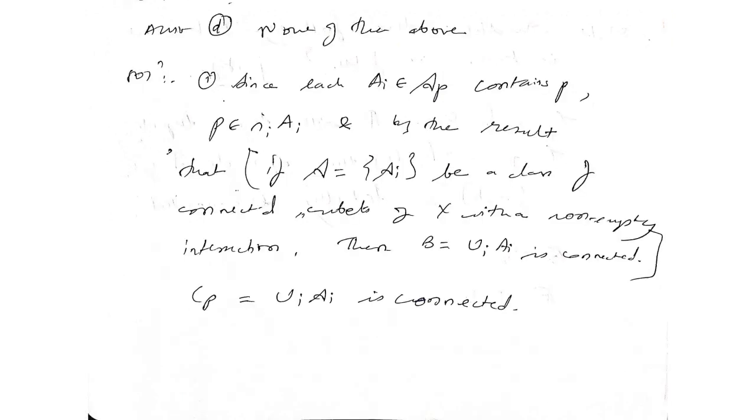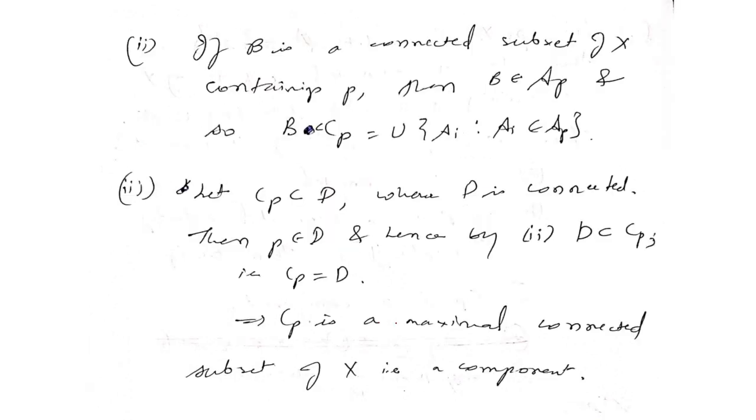Why so? Since each A_i belonging to A_p contains p, p belongs to the intersection over A_i, and by the result, it is a class of connected subsets of X with a non-empty intersection. So this will be connected. Fine. So we get that C_p is equal to the union of A_i over i, which is connected. Next, if B is a connected subset of X containing p, then there will exist some B belonging to A_p, so that B will be a subset of C_p. That is, a subset of this union. So the second option will also be correct.